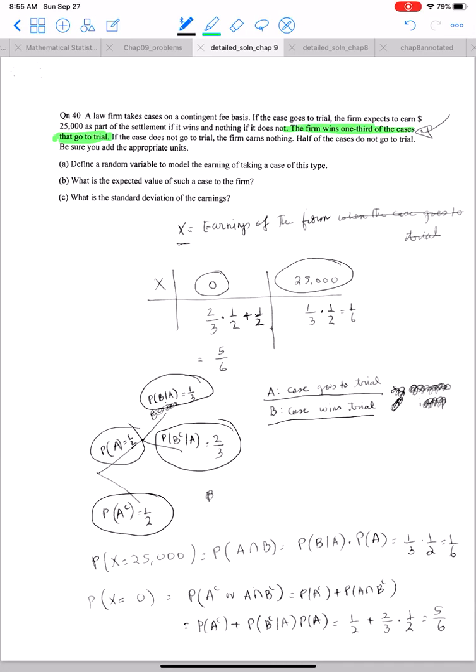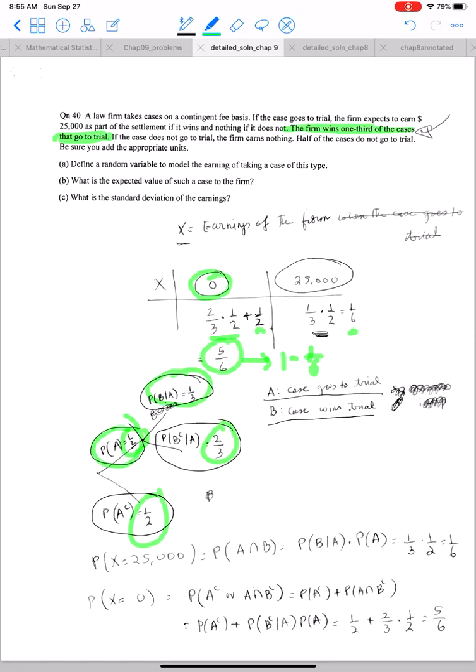Now, why is the probability of winning, given that it goes to the trial, 1/3? Because it says clearly that the firm wins 1/3 of the cases that go to the trial. So here is the following tree. We have the probability of 2500, which is winning, which is one half times one third, which is 1/6, and for 0 it is 1 minus 1/6, which is 5/6. You can think of this as 1 minus 1/6, or the sum of the other two probabilities, which is 1 half times 2/3 for going to the trial and losing, or not going to the trial at all. So that's what we have.